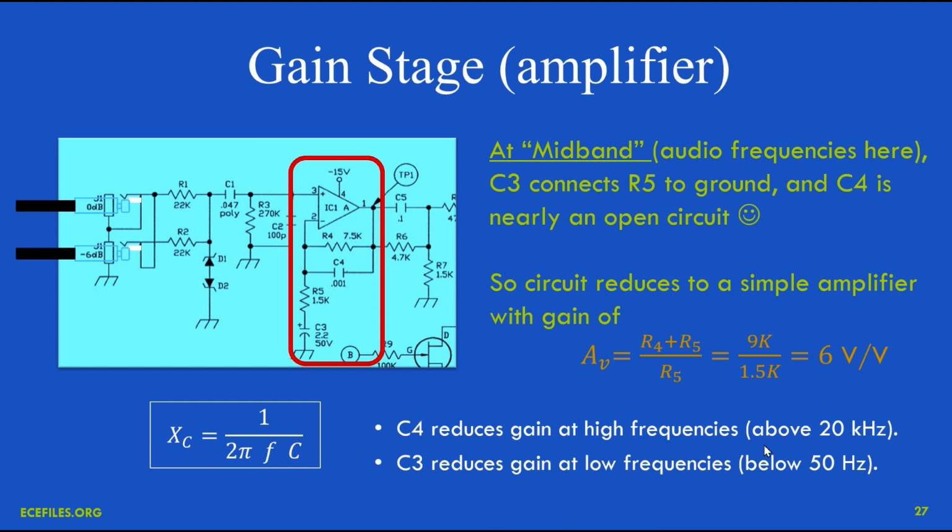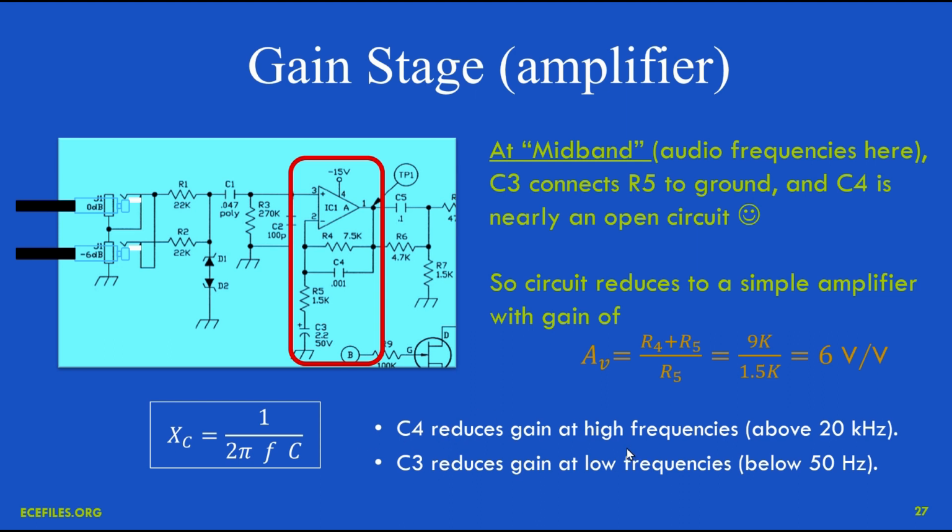Somewhere around 20 kilohertz, C4's impedance reduces to the point where it's lowering the net combination of R4 and C4, and that reduces the gain. So the gain reduces above about 20 kilohertz. C3, which normally connects R5 to ground, increases in impedance at a sufficiently low frequency, below 50 hertz.